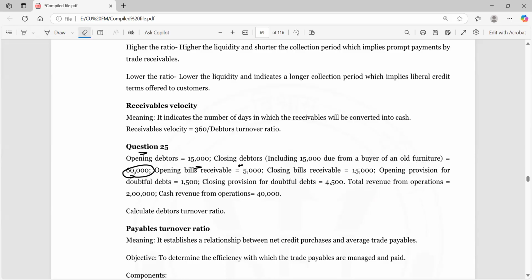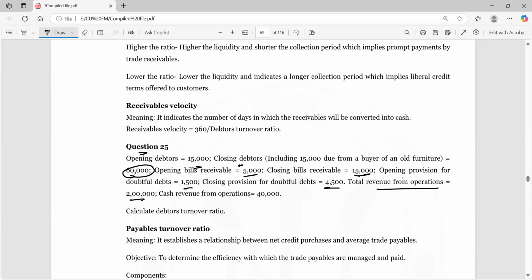Only 45,000. Opening bills receivable is 5,000. Closing bills receivable is 15,000. Opening provision for doubtful debts 1,500. Closing 4,500. Irrelevant. You don't need to subtract it. It needs to be subtracted only for the liquidity ratio.